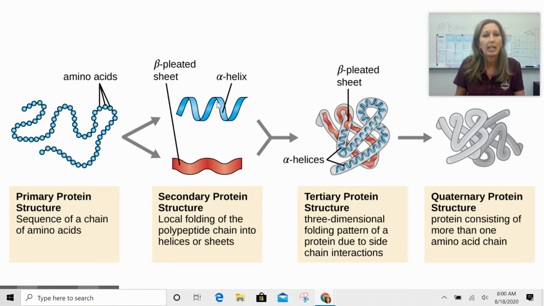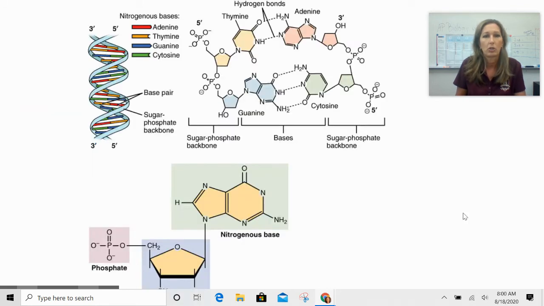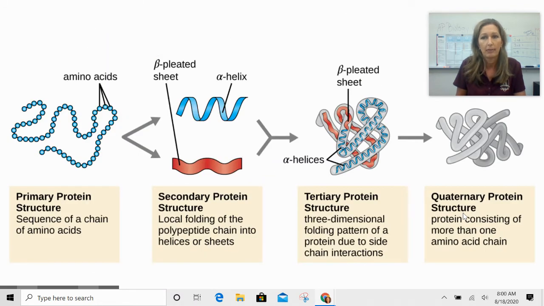The folding in an alpha helix or beta pleated sheet due to hydrogen bonding is the secondary structure of a protein. And then the side chain interactions lead to a tertiary protein structure. And then some proteins have two or more tertiary structures forming one solid protein, that's the quaternary protein structure. So you will have to know those different structural elements of a protein.